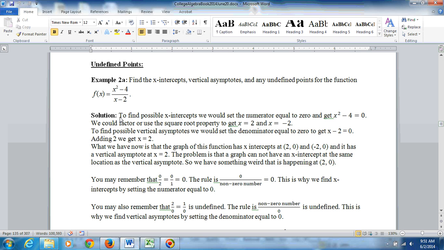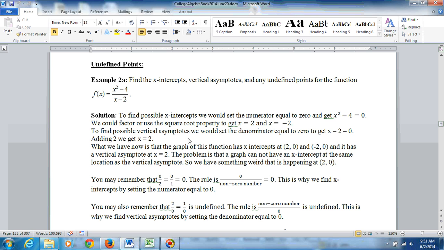Well, to find x-intercepts, you would set the numerator equal to 0. And we have x squared minus 4 equals 0. To solve this, you could either factor it into x plus 2 times x minus 2 and solve each individual factor, or you could add 4 to both sides and take the square root to get plus and minus 2. So you get 2 x-intercepts, supposedly, so far: x equals 2 and x equals negative 2.